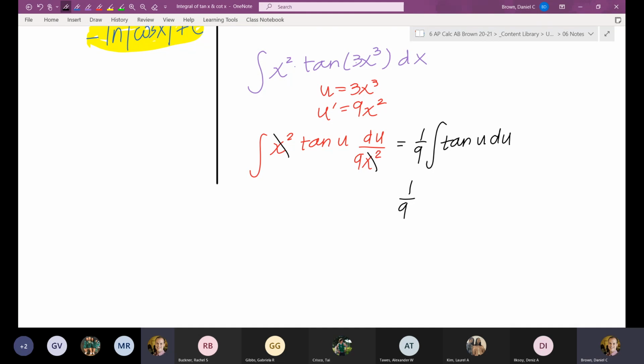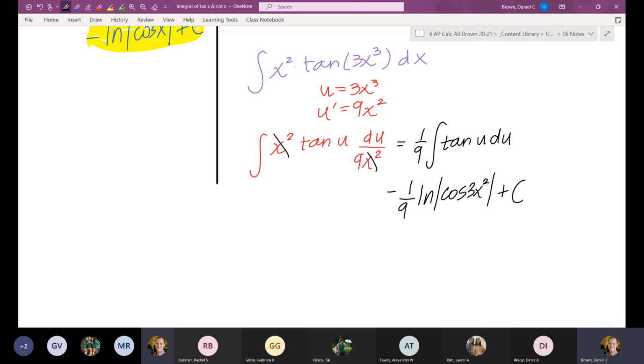Could do this the long way. You could rewrite this as tangent is sine over cosine and do a second u substitution. But that gets messy and is more complicated than it needs to be. We now know, or you will eventually have it memorized, the integral of tangent is the negative natural log of the absolute value of the cosine of u. Well, what was u? 3x cubed.